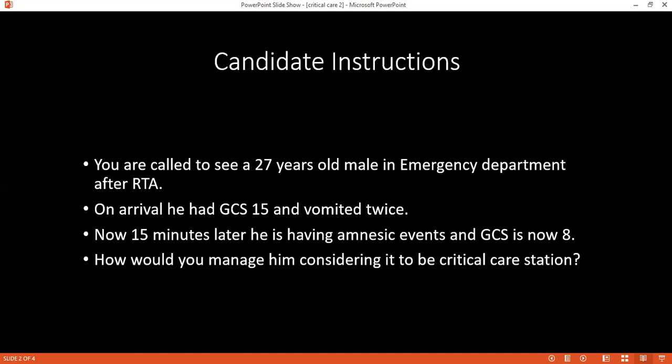According to the case, this patient is indicated for CT, as the Glasgow coma score is 8. It was 15, but he vomited twice and dropped after that, within 15 minutes, to 8. This is regarded as the focused investigation for this patient.